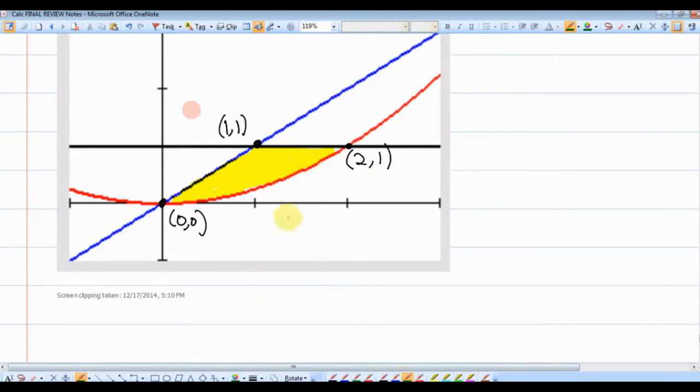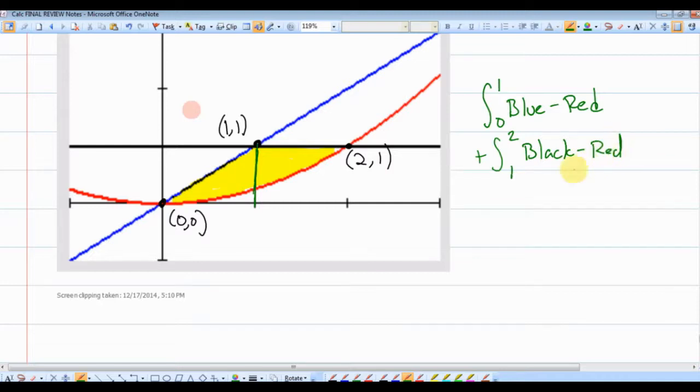Now, take a look at this. What happens right here? The top curve changes. Yeah, the top curve is going to change. So from 0 to 1, it's going to be blue minus red, plus the integral from 1 to 2 of black minus red. Okay, are we good with the plan?